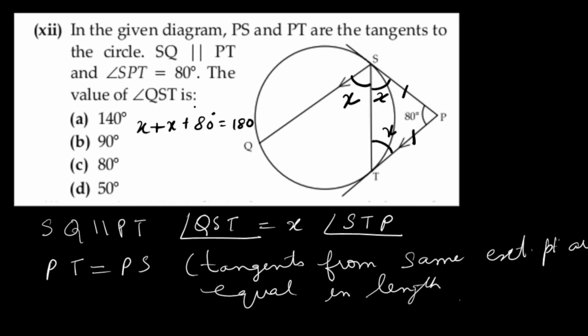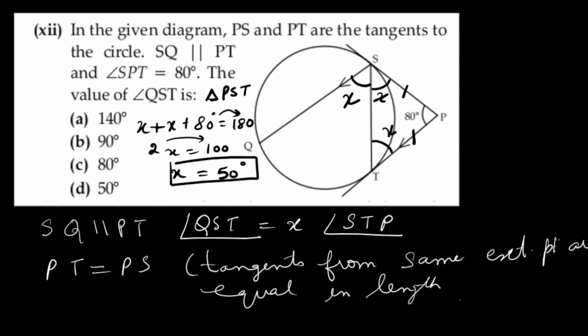In triangle PST, I am using the sum of angles of a triangle. So 2x is equal to 180 minus 80, which is 100. So 2 will get divided, and x is equal to 50. Yes, so option D is the correct answer.